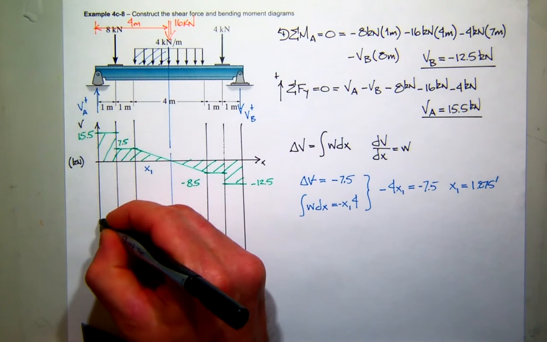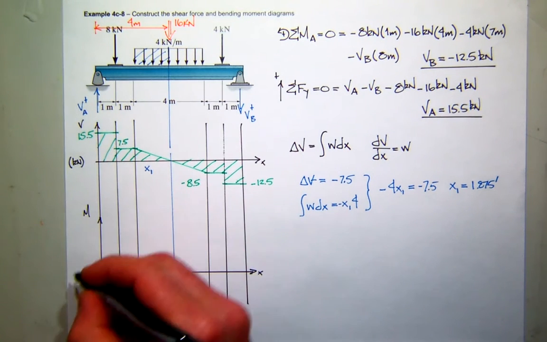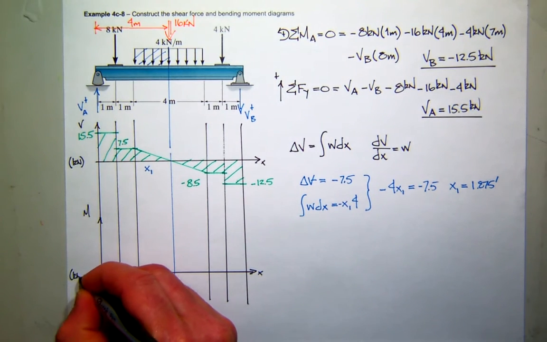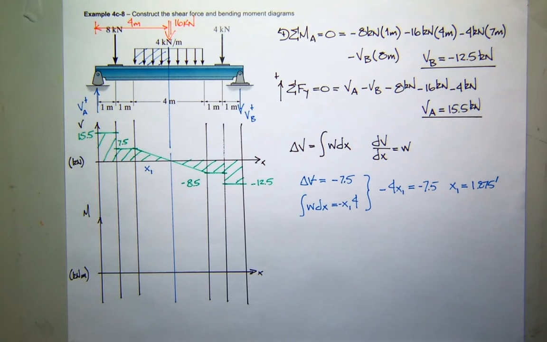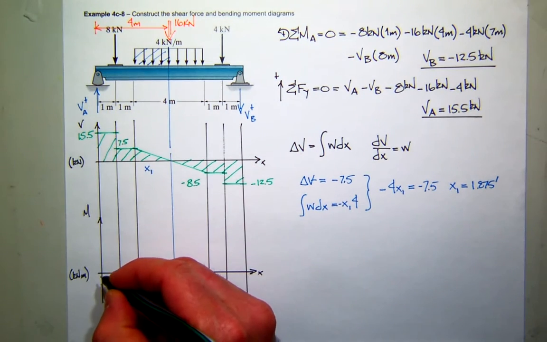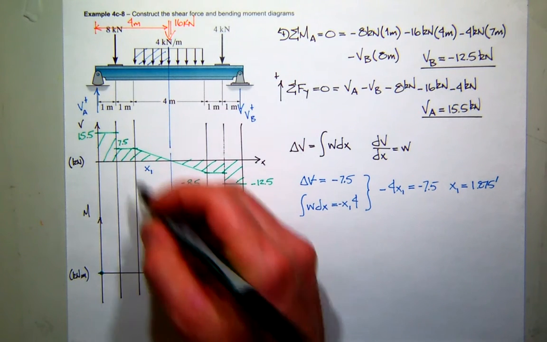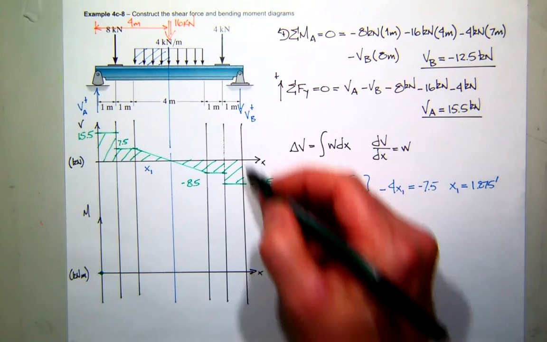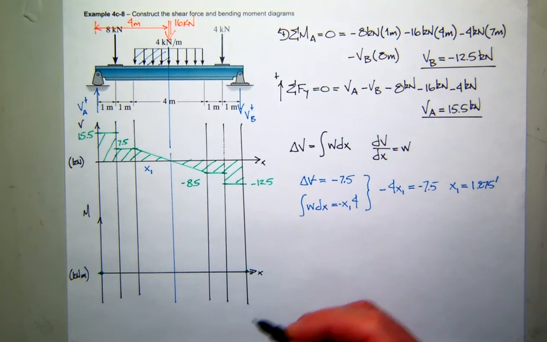Positive x, positive moment. This will be in kilonewton meters. Okay, so we're going to start at a pin. An exterior pin has no moment. We're going to end at an exterior pin. It's going to have no moment.